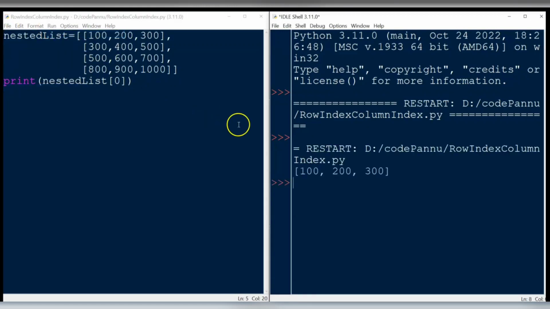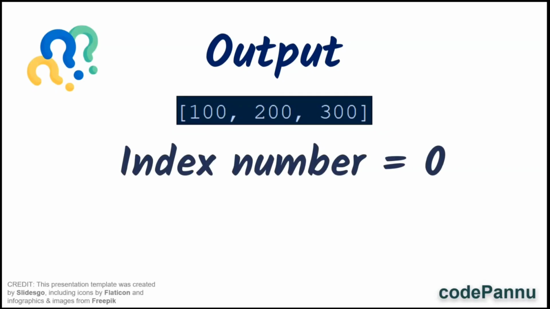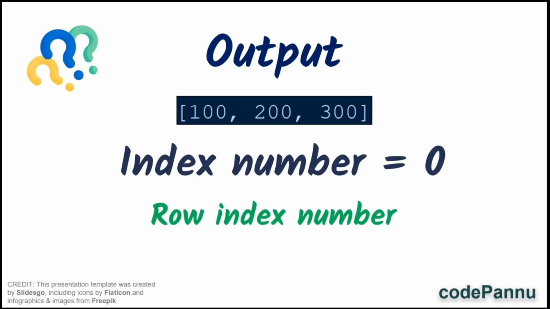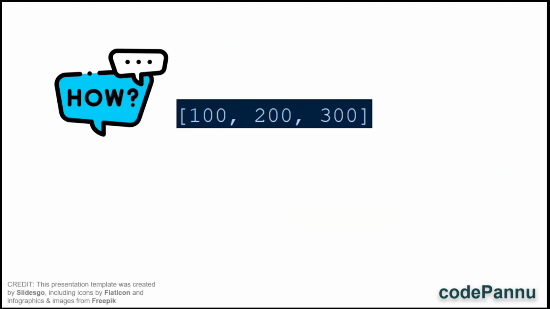We have the output printed as 100, 200, 300 inside the square brackets. So, the complete row is printed. Why? Because the index number 0 is called the row index number, it will get the complete first row from the nested list. So, the index we have given is the row index number. Now, from this output, how can we get only 100 as our final output? Because we want only 100 to be printed as our output.